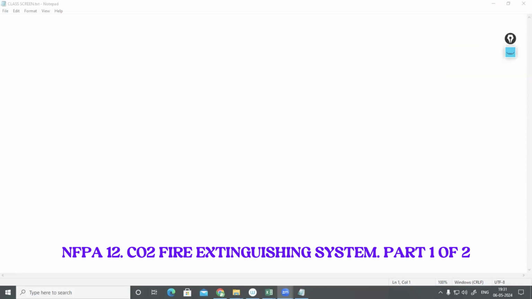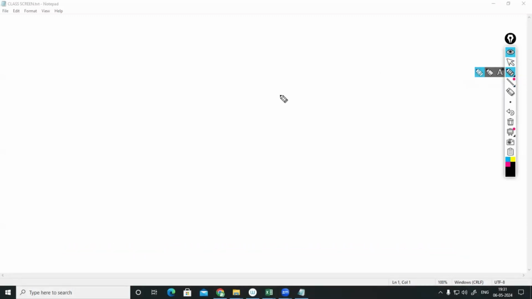So in the previous sessions of firefighting, we have completed hydraulic calculation using the manual method, water demand calculation, and pump settings. Now we have to discuss carbon dioxide and FM200 systems.